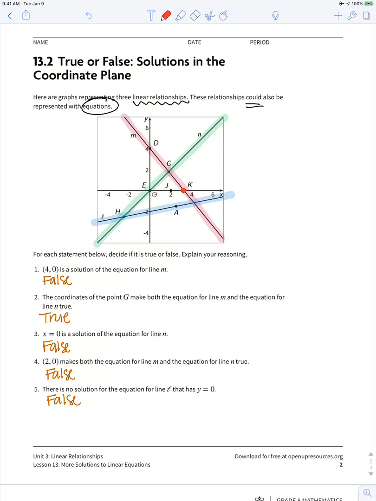I'm sorry. That's not where it is. 4, 0 is right here. There we go. I was going to say it's false. That doesn't make sense. Okay. 4, 0 is not on line M. What is on line M is this value here. This value, we would say, is 0, 4. So 4, 0 is not on the line.